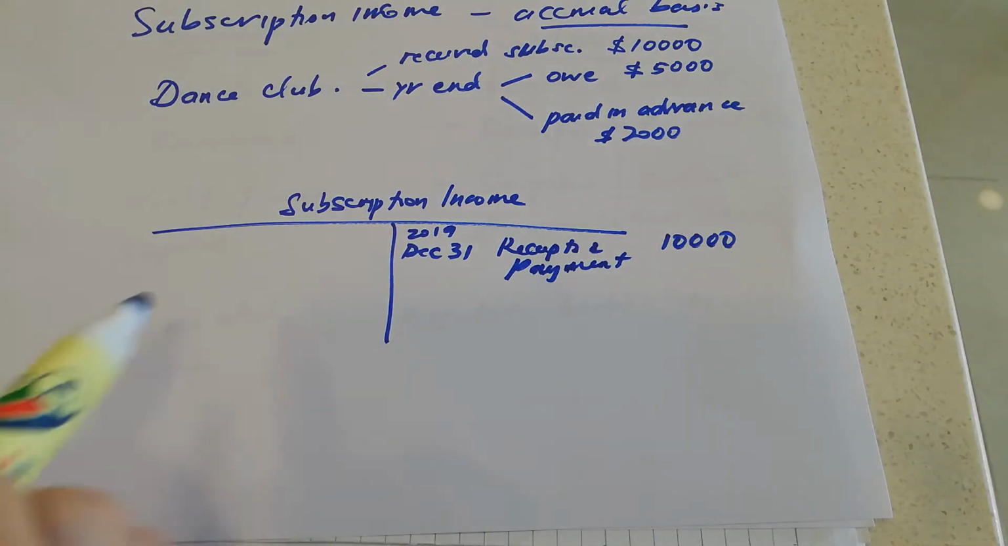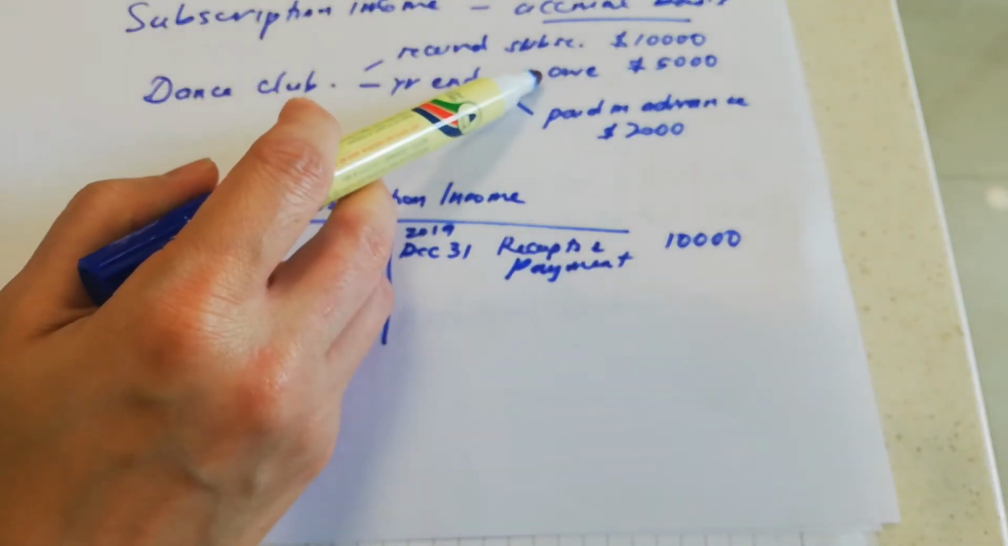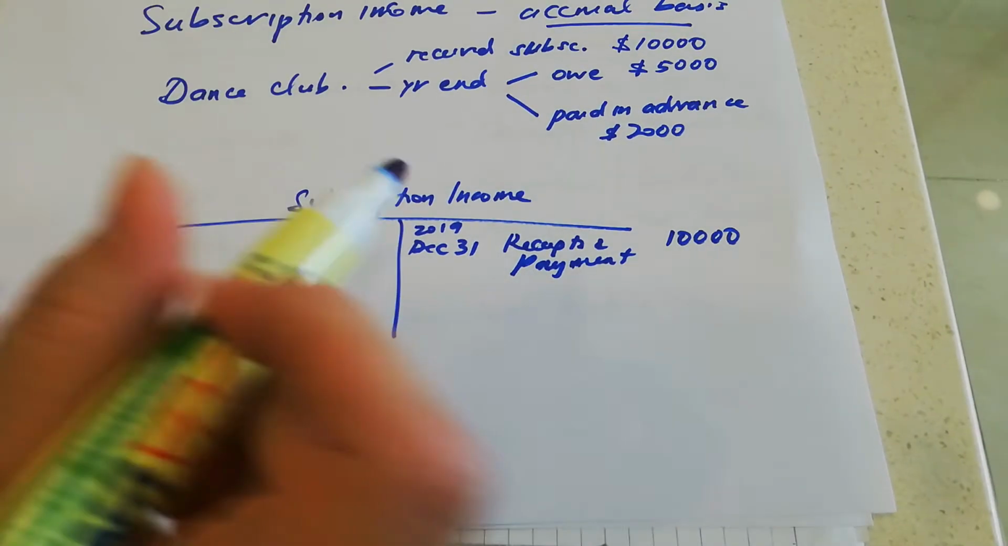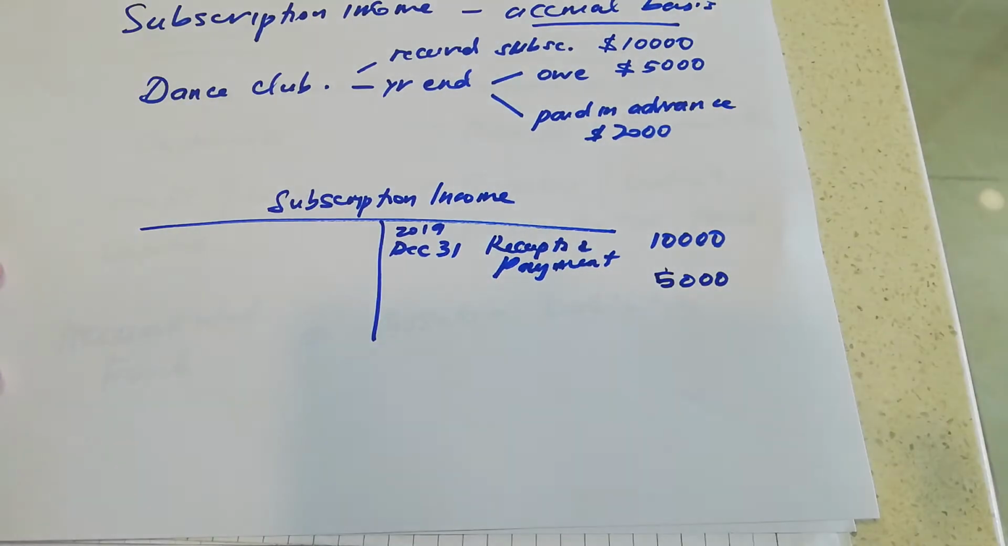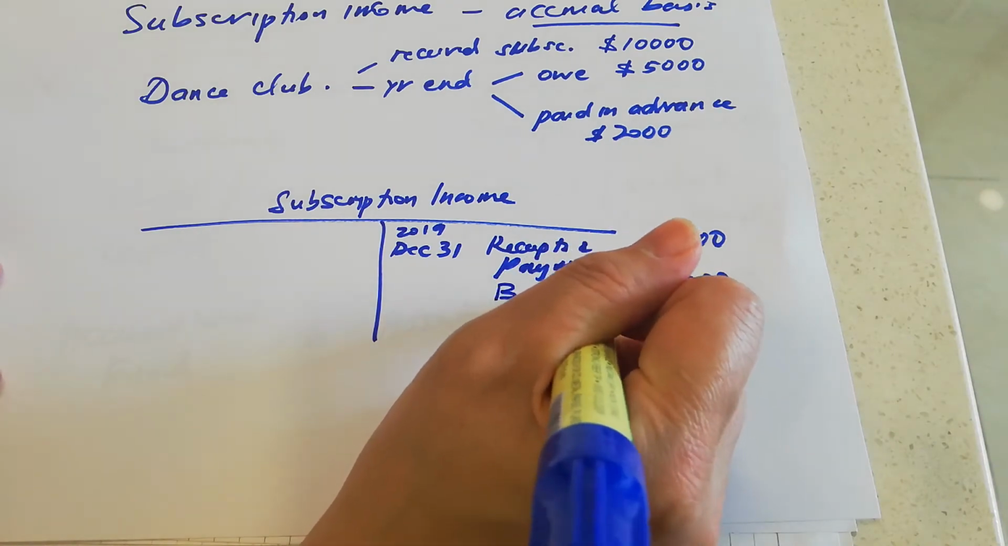Then how do you account for this figure and how do you account for this figure in the subscription income account? Remember your accrual and prepayment topic? Let's just refresh. Now, this one that is owed by members of 5,000, it's due this year. They should be paying it. So whatever that is due, they should be paying it. It should be on the same side as your bank figure. And this will be your balance carry down.